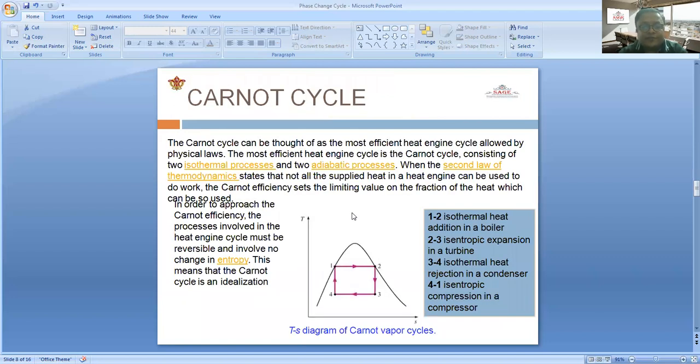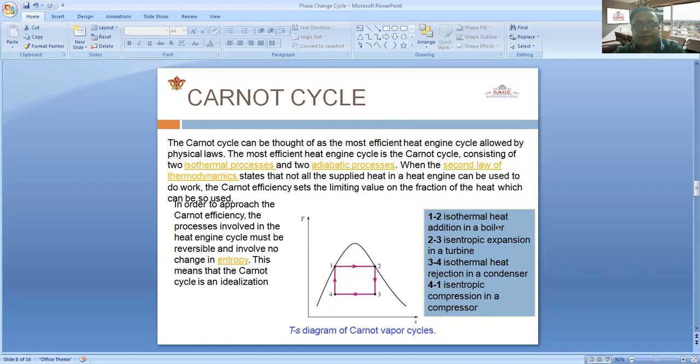The Carnot cycle is the simplest cycle. The number of processes we use is 1, 2, 3, 4. 1 to 2 is one process, 2 to 3 is another process, 3 to 4 is another process, and 4 to 1 is another process. So 1, 2, 3, 4, 1 is the cycle. This is called a Carnot cycle, which is not a practical cycle. It is a hypothetical cycle, because no cycle has 100% thermal efficiency.